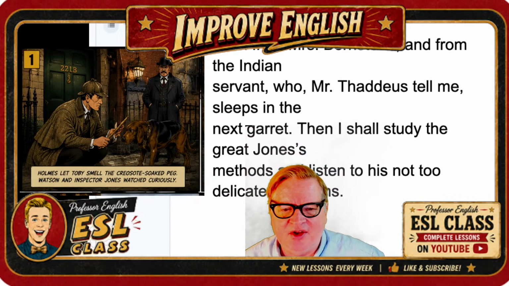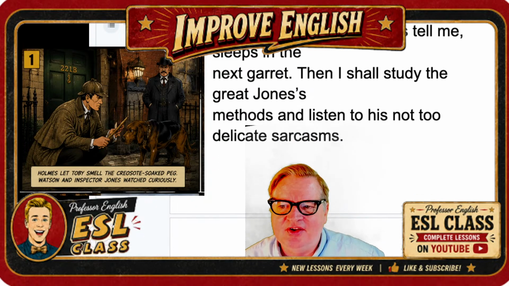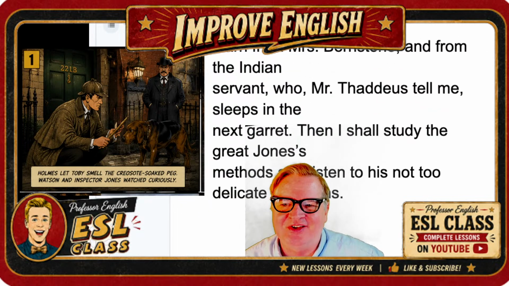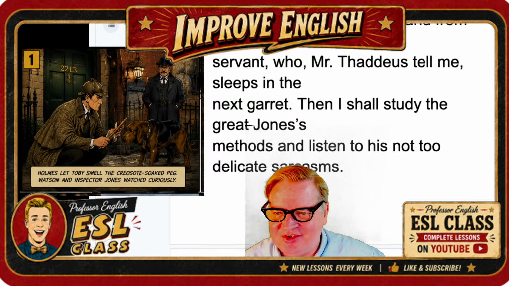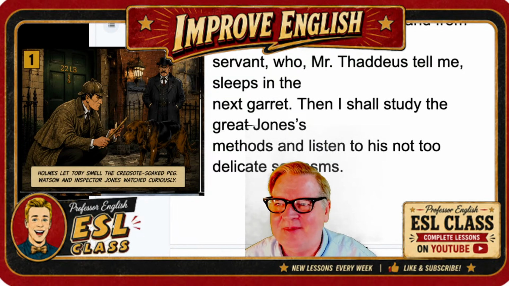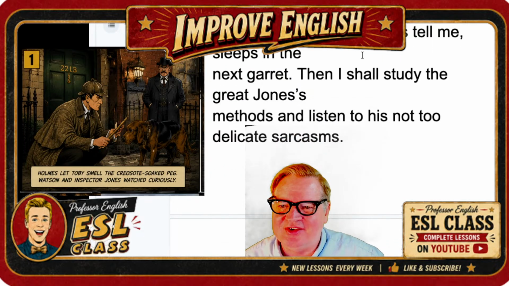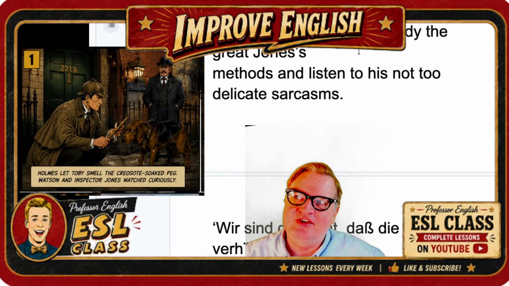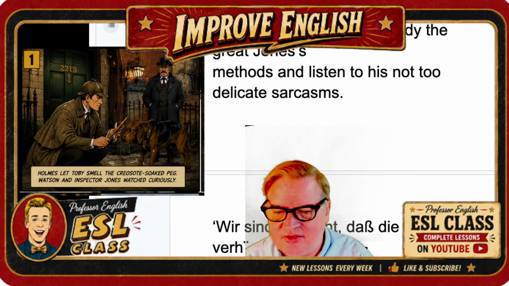So remember, garret means like a tower. "Then I shall study the great Jones's methods and listen to his not too delicate sarcasms." So he's being sarcastic here. He doesn't think that Detective Jones is great, but he says, I shall study the great Jones's methods. So he's probably going to be making fun of him, and listen to his not too delicate sarcasms. He's saying, I'll listen to his insults, which are not very subtle. They're not very delicate. They're very obvious. Jones likes to insult Holmes, and he doesn't try to cover it.